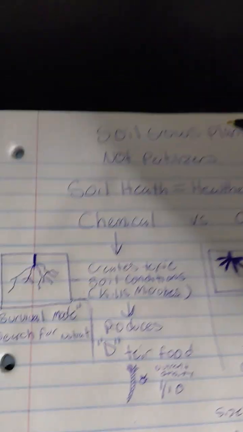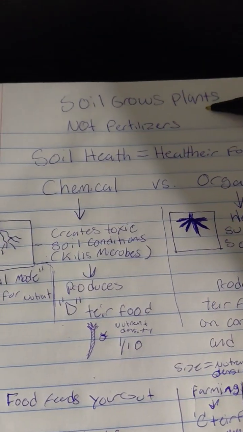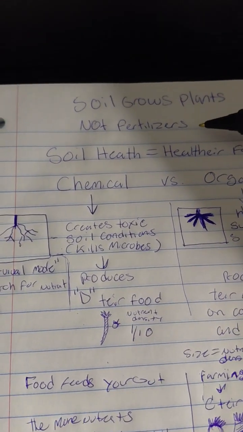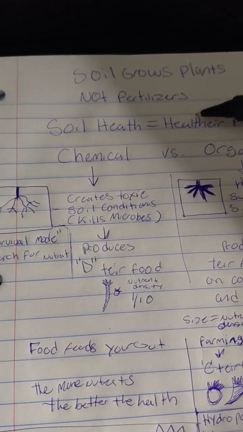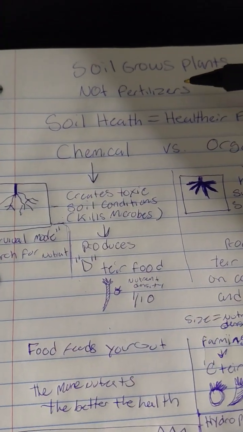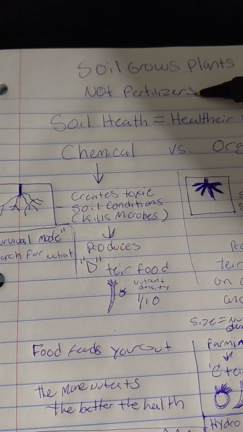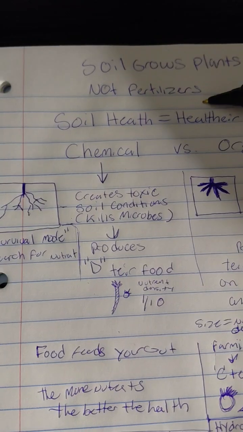Okay, so we first start off with soil grows your plants, not fertilizers, right? So when we're talking about growing our plants, we want to put an emphasis on developing the health of the soil, right? Because if you guys know, it's the microorganisms and their relationship to the plants that actually help the plants grow more efficiently and more effectively.